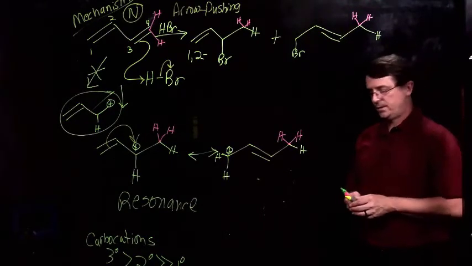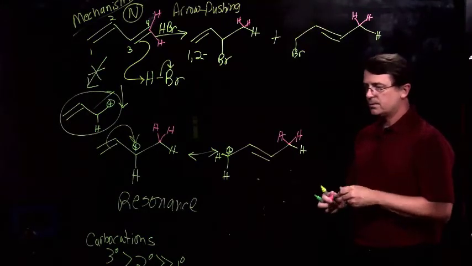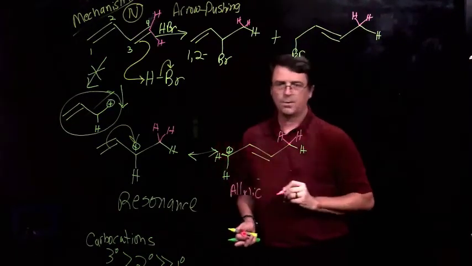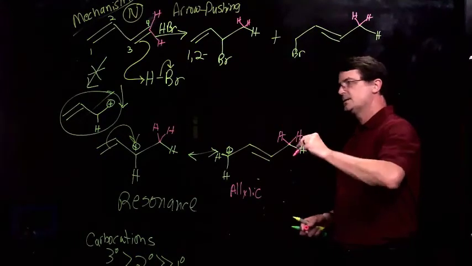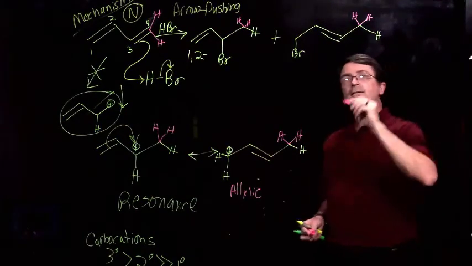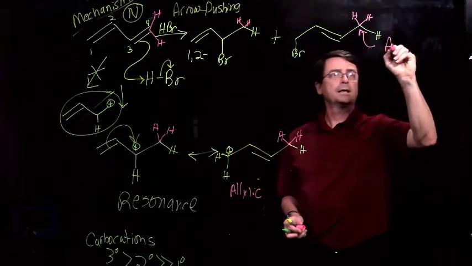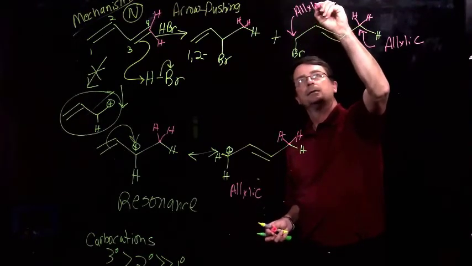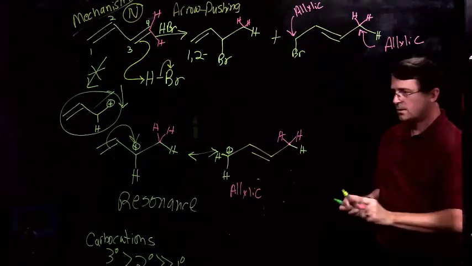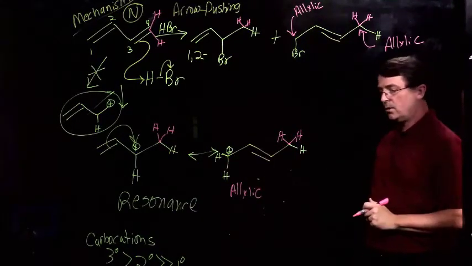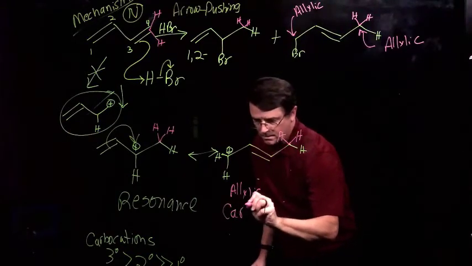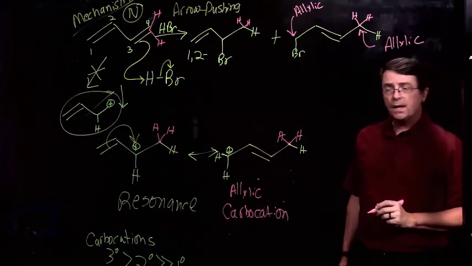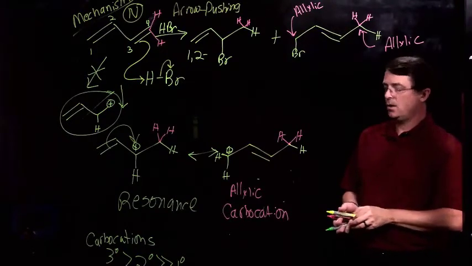Of course now, what is this cation called? Anybody know or recall that one? This is an allylic carbocation. Now, why is it called allylic? Because it's the position next to a double bond. So here's an allylic position, and this position is also allylic. Now, the carbocation is next to this, and so we call this an allylic carbocation.